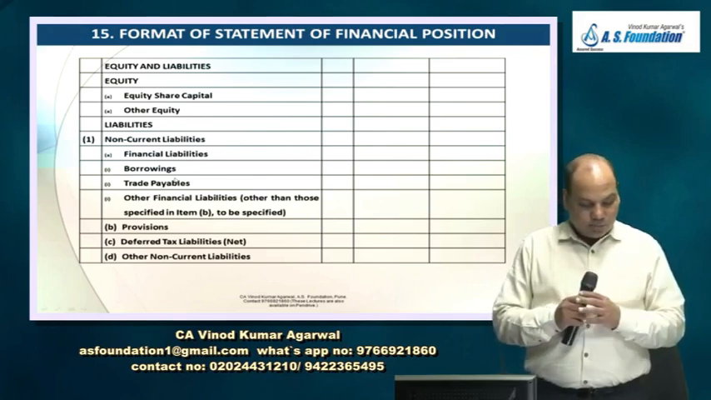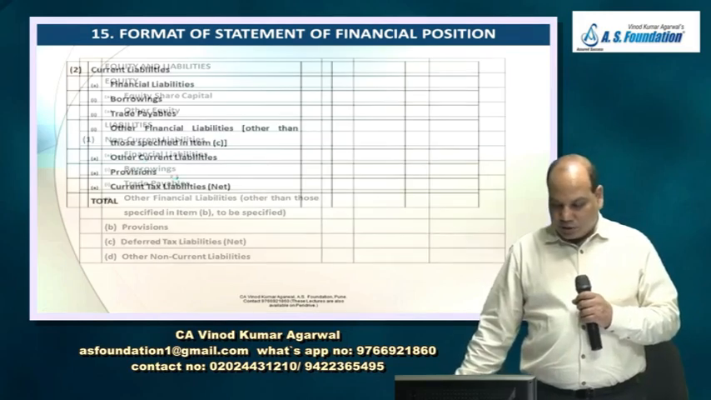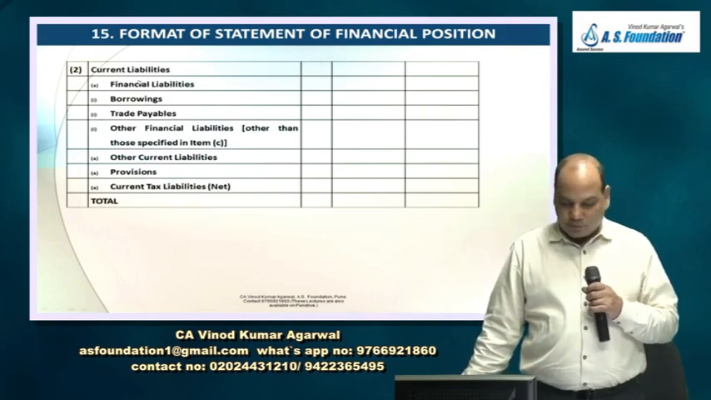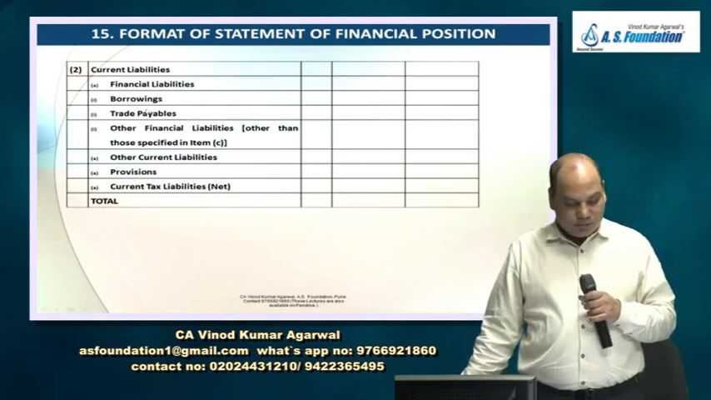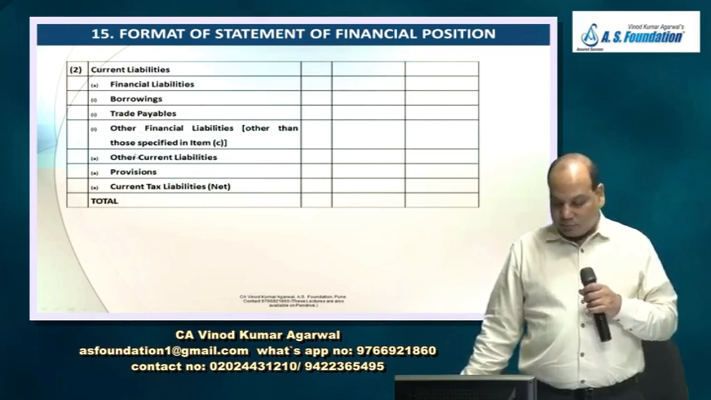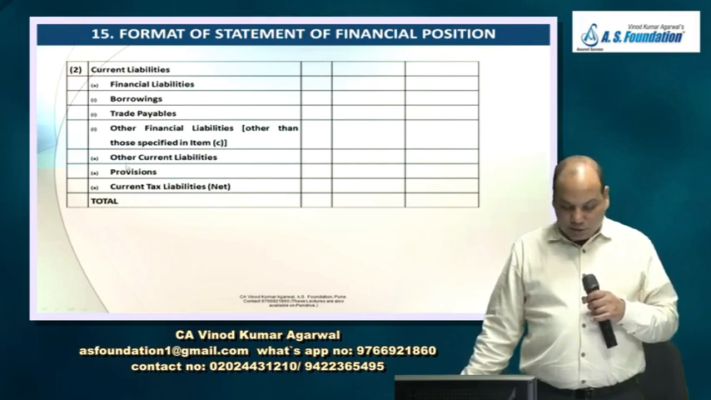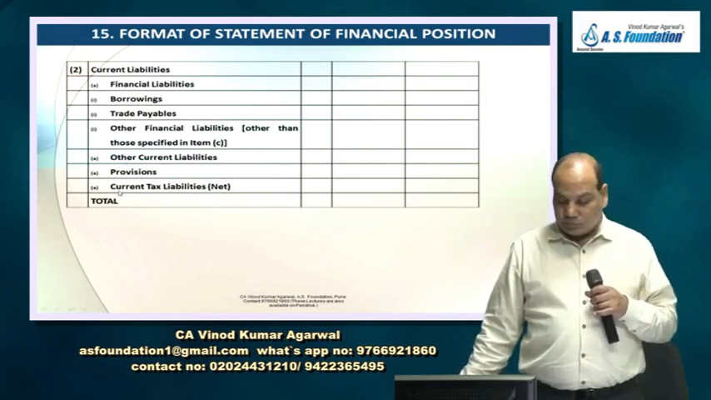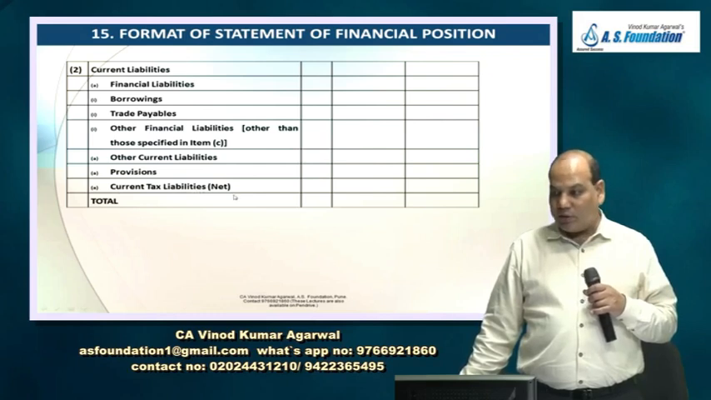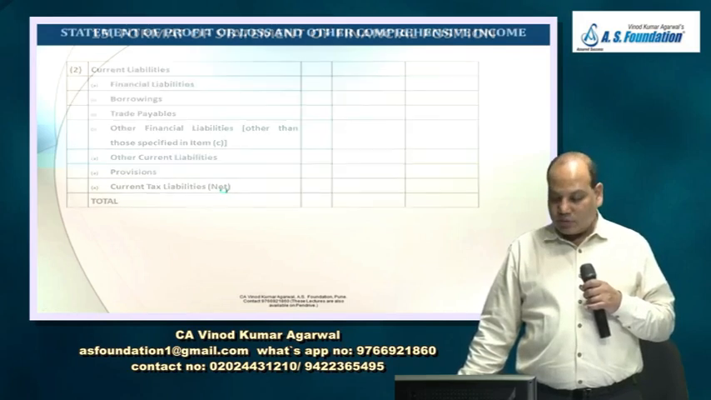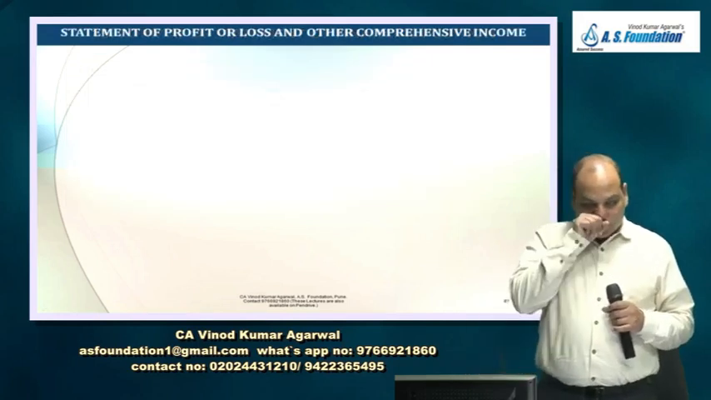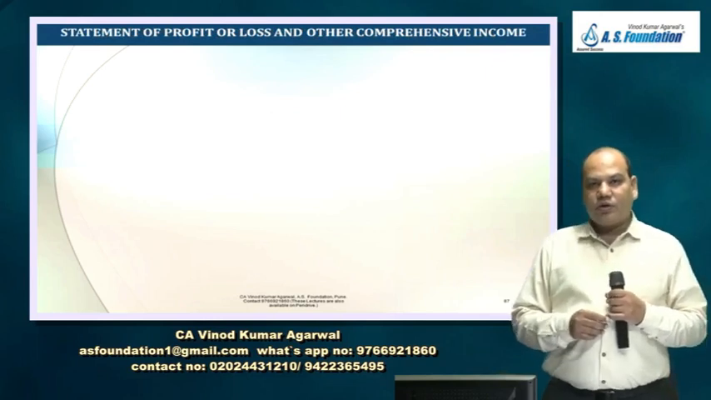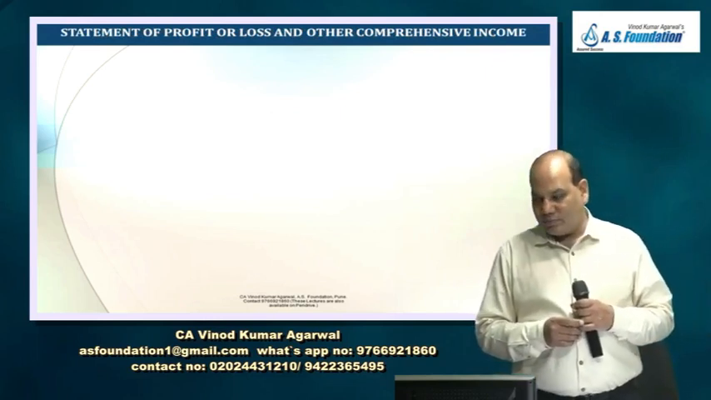Other non-current liabilities. What is the next part? Current liabilities. Financial liabilities, under that borrowing, trade payable, other financial liabilities. And then other current liabilities, provisions, current tax liabilities, net. Net means net of any advance tax. So this was a discussion on SOFP.